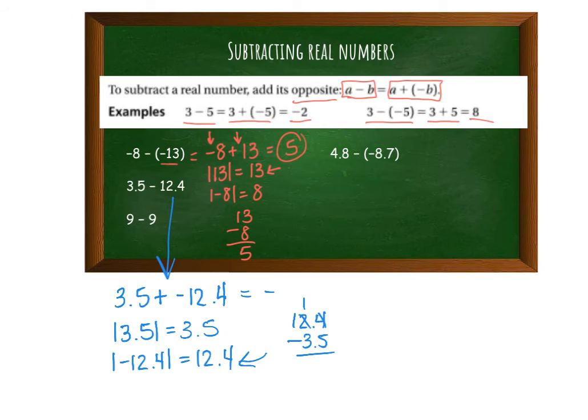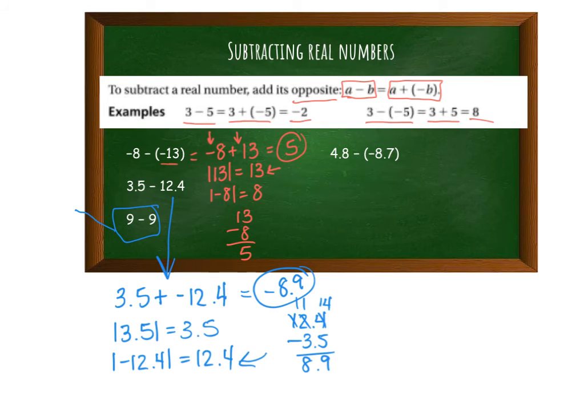You have to borrow 14. 14 minus 5 is 9. And then 1 minus 3, we also have to borrow from here, so this becomes 11. And we get 11 minus 3, which is 8. 8.9. So negative 8.9 is our answer. Okay? All right, this one seems pretty obvious.